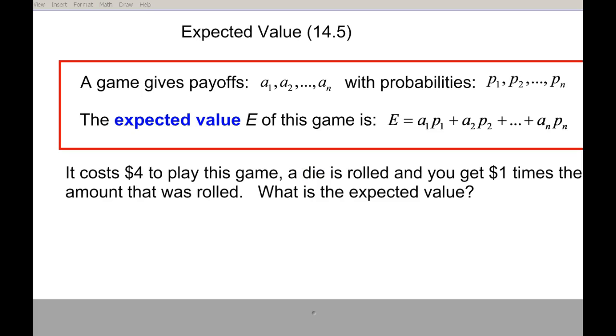So it costs $4 to play the game. A die is rolled and you get $1 times the amount rolled. So if you roll a 2, you get $2. If you get a 6, you're kind of pumped and you get $6 back. Of course, it costs $4 to play. So what is the expected value?